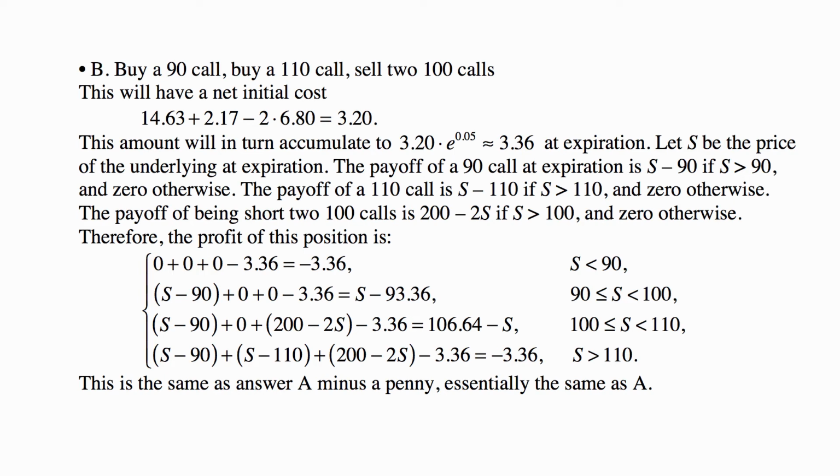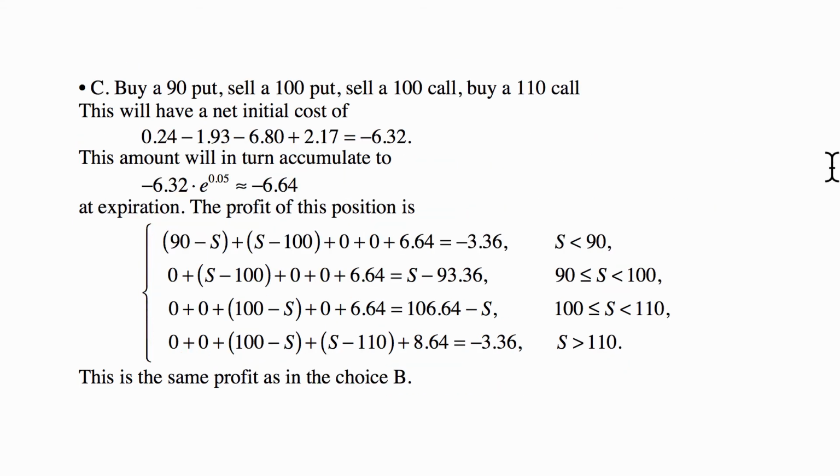So the profit of this position is negative 3.36 if S is less than 90, S minus 93.36 if S is between 90 and 100, 106.64 minus S if S is between 100 and 110, and negative 3.36 if S is more than 110. This is basically the same answer as A minus a penny, essentially the same as A, so obviously the same pattern as the graph given in the problem.